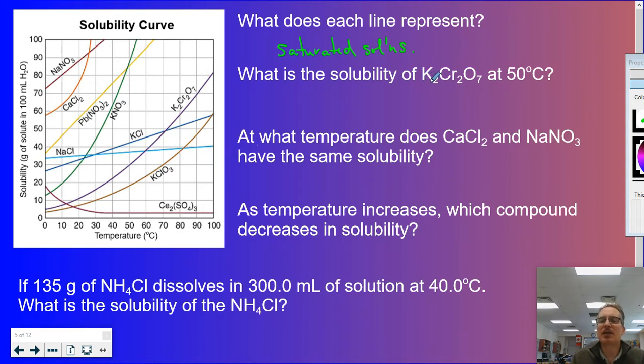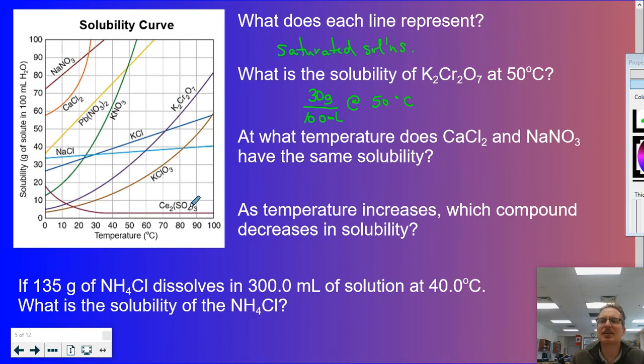What is the solubility of K2Cr2O7 at 50 degrees? So let's find 50 degrees. We're looking right here on the table. So we're going to go across, 30 grams. Now we have to be careful. Every time we reference solubility, it's always the solute dissolved in 100 milliliters of water at a specific temperature. And our temperature is 50 degrees Celsius. So when I ask to talk about solubility, it's got to be what's the amount of solute in the quantity of water, 100 milliliters is what's standard, at what temperature?